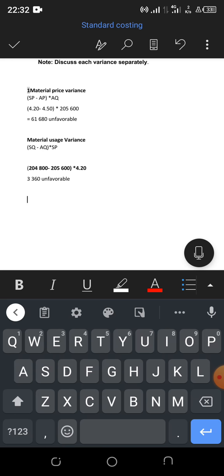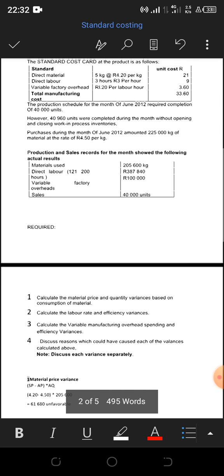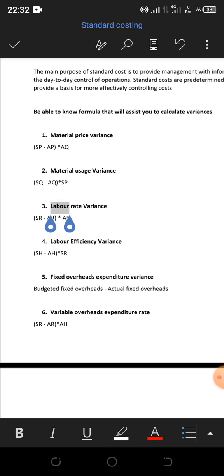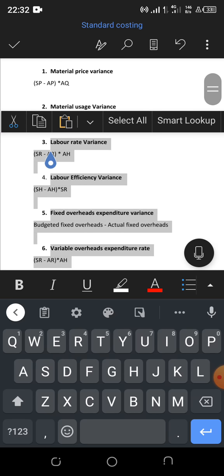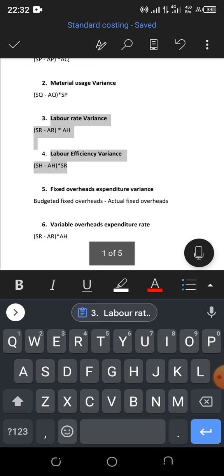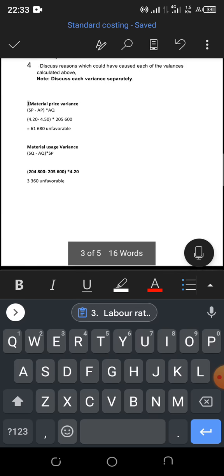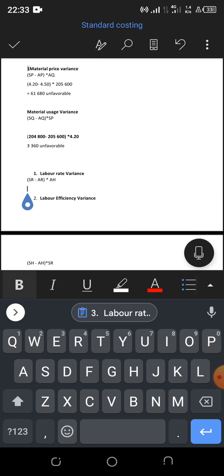Okay, so this is how you should answer the first question. Now let's proceed to the second question. They said the labor rate and efficiency variance. Firstly, you have to pick up the formula. Let's go and take the formula. This is formula number 3 and 4. Apologies for this. Formula number 3 as well as formula number 4. Okay, let's put the formula down.